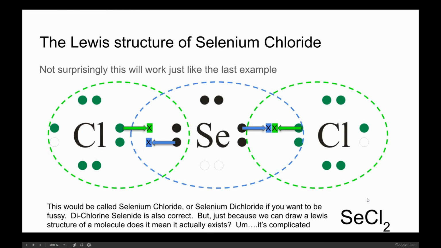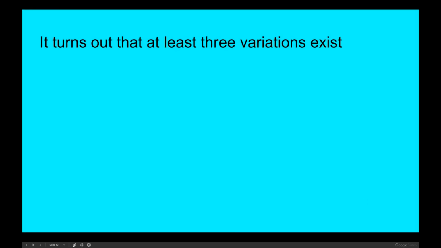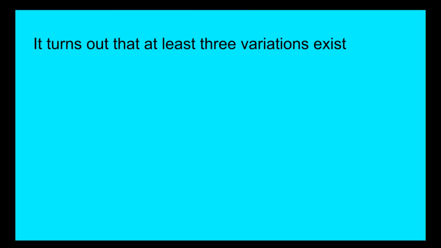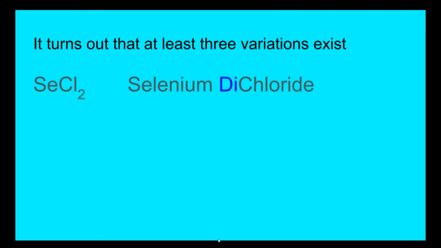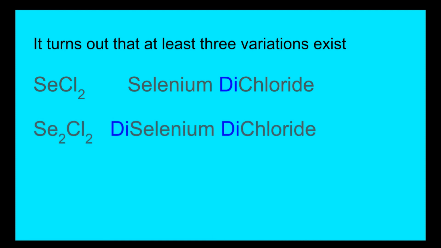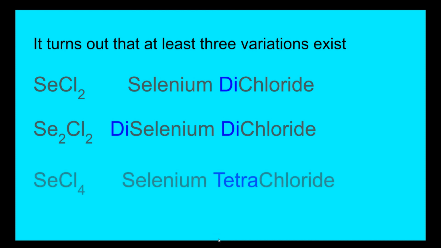Right? Now, does this exist? I don't know. Is it selenium dichloride or dichlorine selenide? What's correct? Well, this is the thing where chemistry advances. They go looking for it and go, guess what I found? You won't believe what I found. There's at least 3 different variations of this thing that I can't figure out. I found selenium dichloride, and I found diselenium dichloride, and I even found selenium tetrachloride. How am I going to figure out this?